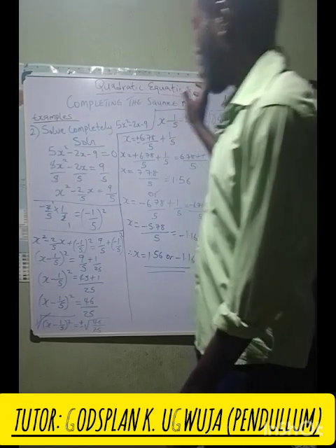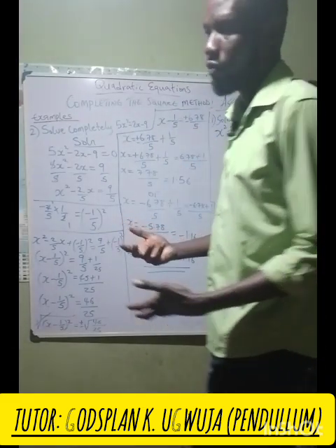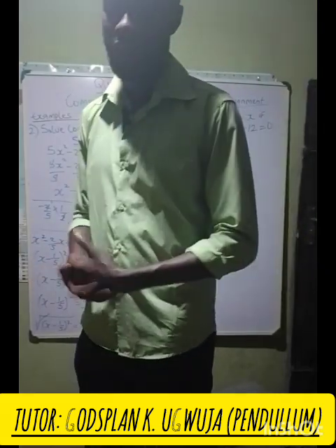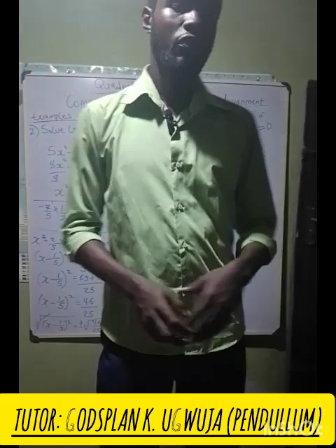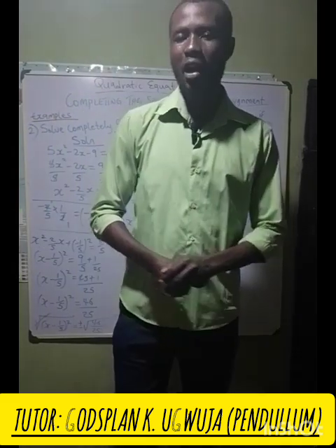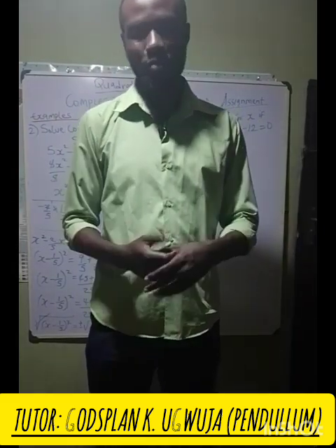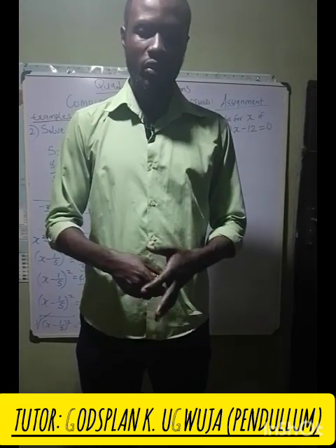All right, so thank you for that. I believe these two examples have explained the completing the square method enough to your understanding. So the next video will look at solving using the quadratic formula, or what we call the almighty formula. It's called almighty because it can solve all quadratic equations.